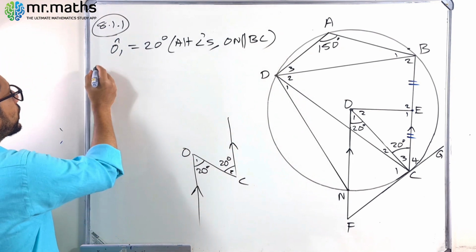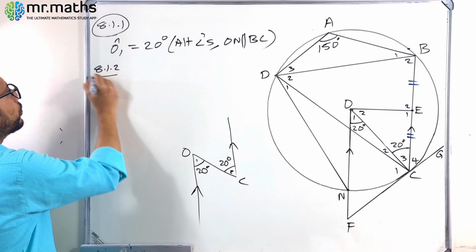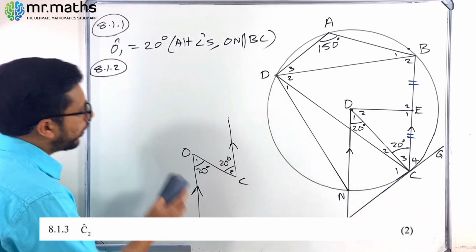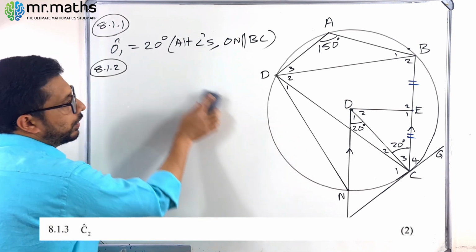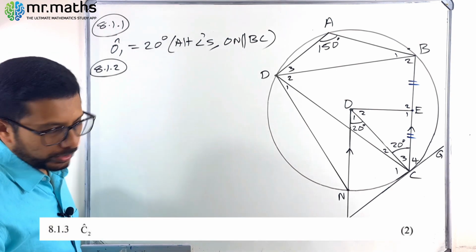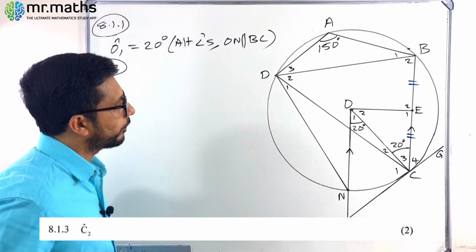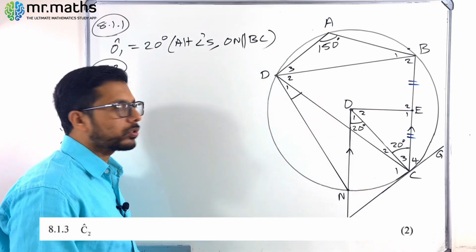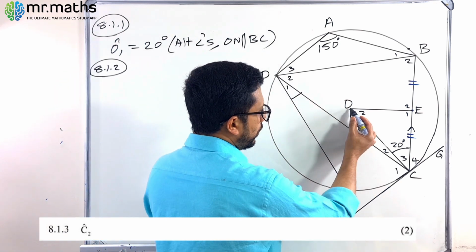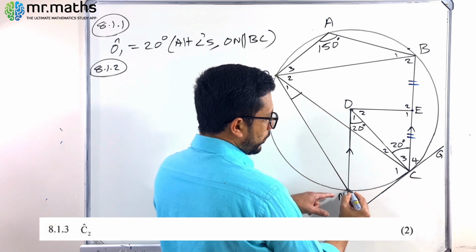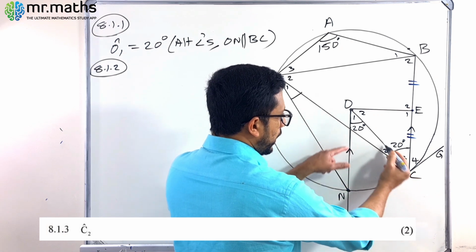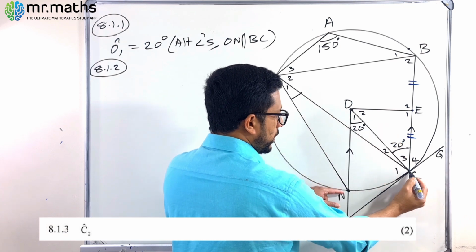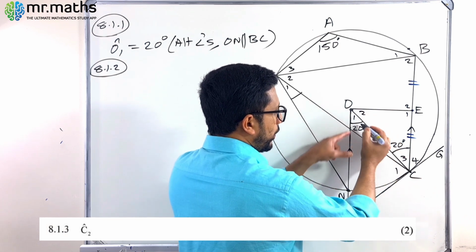Now next question, 8.1.2. What is that question? Angle D1. Where is angle D1? This angle. That is also a simple question. Look at this angle O1. O1 is coming from these 2 points N and C. It is the angle at the center. Am I right? From the points N and C, that angle O1 is formed, 20 degrees.